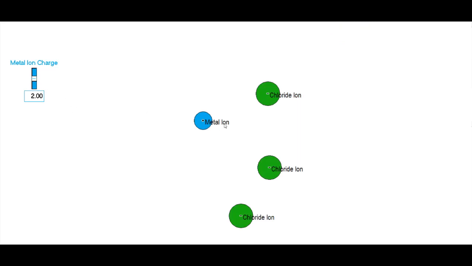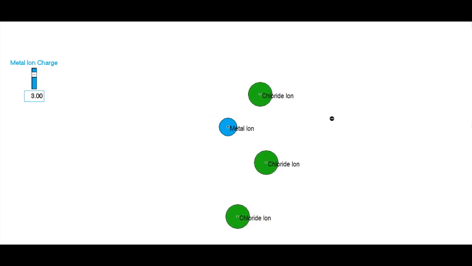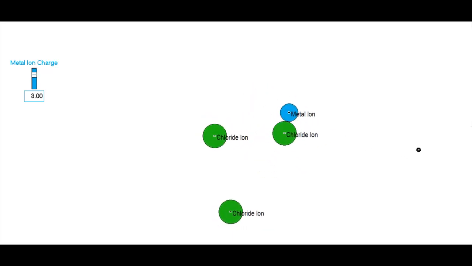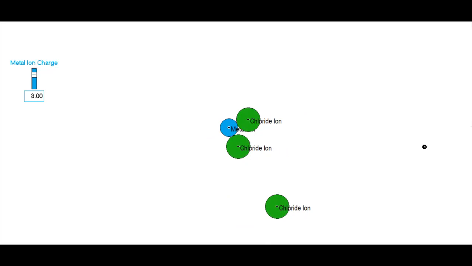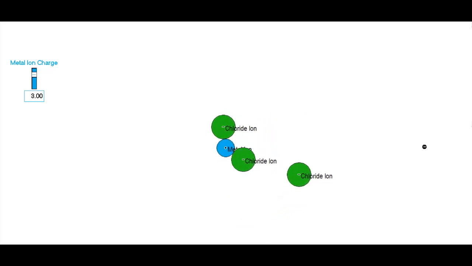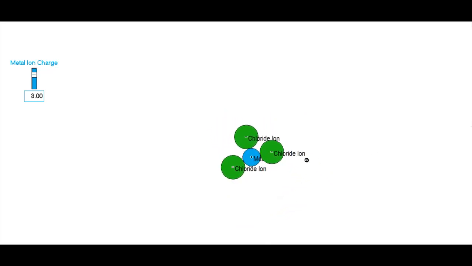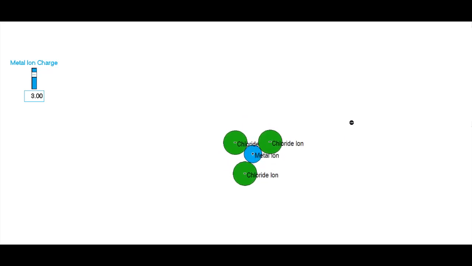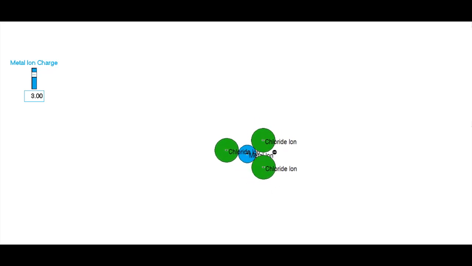I'll now make the metal ion +3. And we can see now it bonds once. It bonds twice. It bonds 3 times. The +3 will attract 3 negatives to go with it. This is the rule: for every plus, there is a minus.